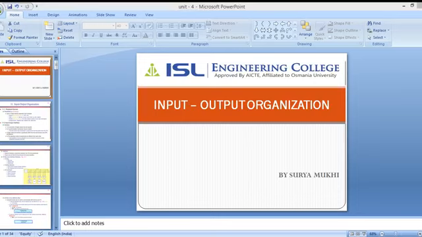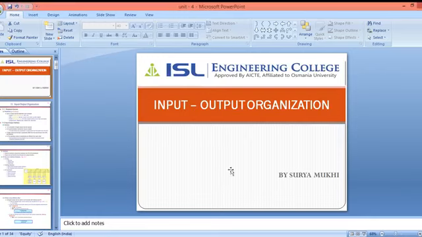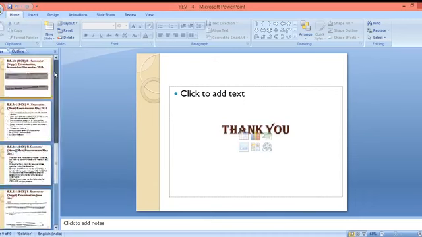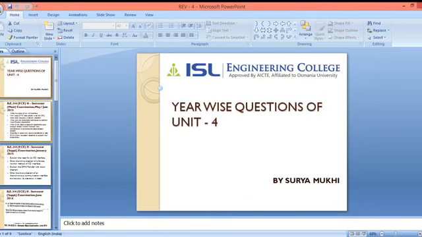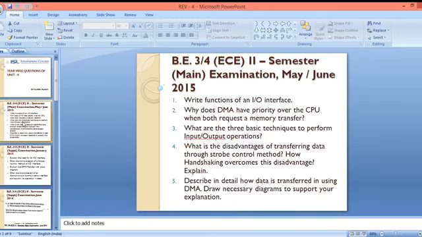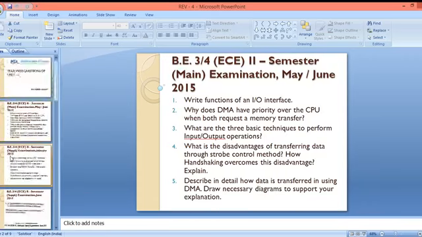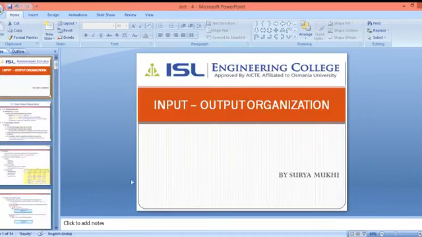Let us start with our fourth unit. In this fourth unit, we will see what you mean by input and output. These are the previous year-wise question papers. We will see, based on Unit 4, what different questions were asked. I have segregated them and kept them in one place so that it will be useful for you unit-wise. Let us start with our first part.